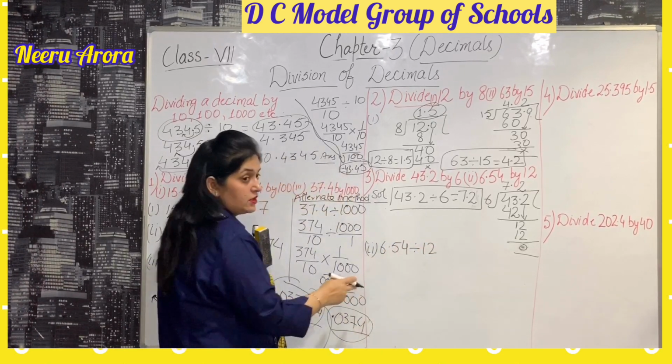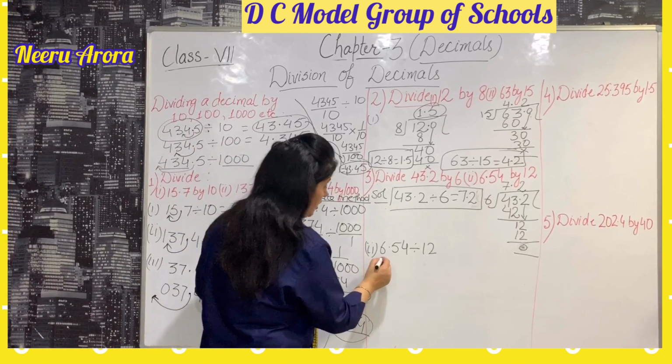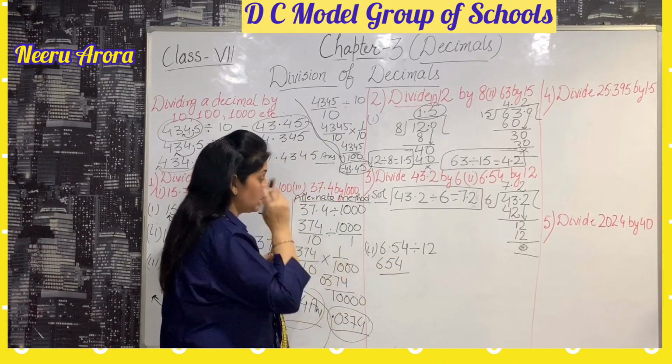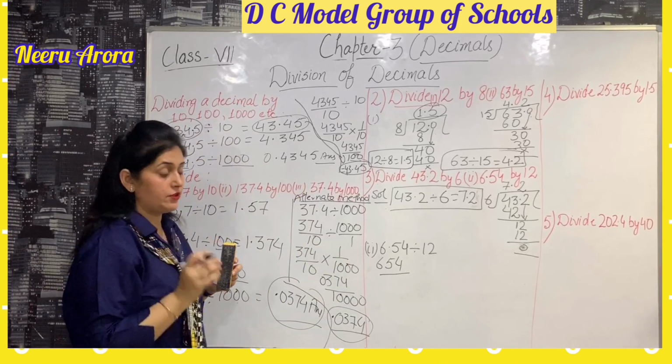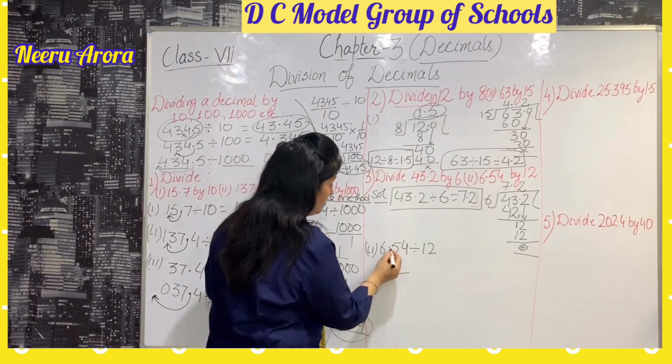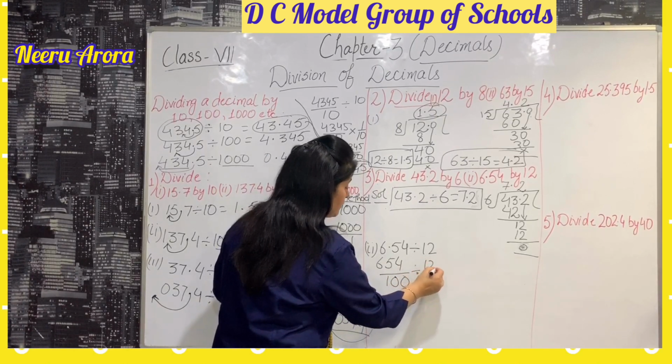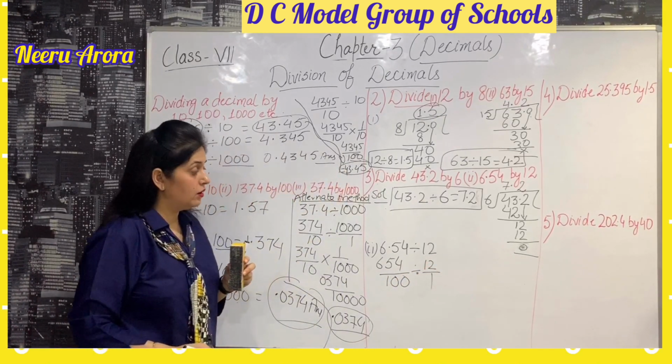We will convert this into a decimal fraction. How can we convert this into a decimal fraction? By removing their decimal. So count the number of digits after the decimal: 1, 2. So here we will put 2 zeros with 1. It is divided by 12. So nothing is in the denominator, we will put 1 here.